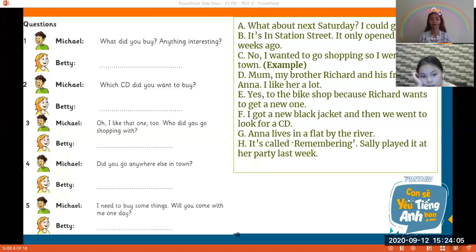Which city did you want to buy? F. Letter. I can't hear. Can you say it again? I got a new black jacket, and then we went to look for a city. Okay, letter F. Number 2 is letter F. Number 3.